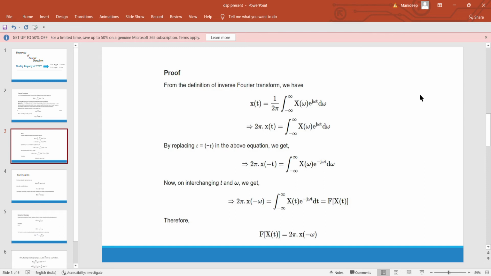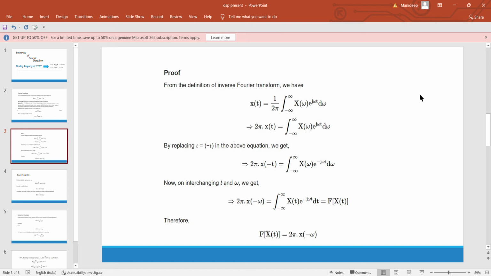From the definition of inverse Fourier transform, we have small x of t equal to 1 by 2 pi into integration limits minus infinity to infinity capital X of omega into e power j omega t d omega. So we now transfer the 2 pi from right hand side to left hand side, or simply multiply the equation with 2 pi on both sides. We get the result as 2 pi into x of t equal to integration limits minus infinity to infinity capital X of omega e power j omega t d omega.